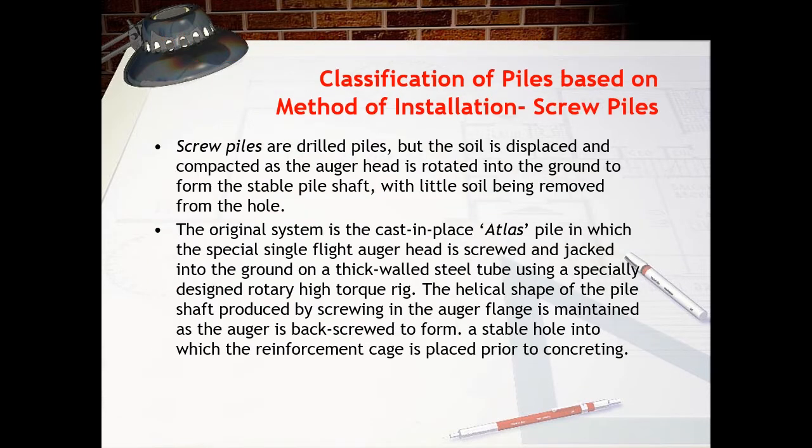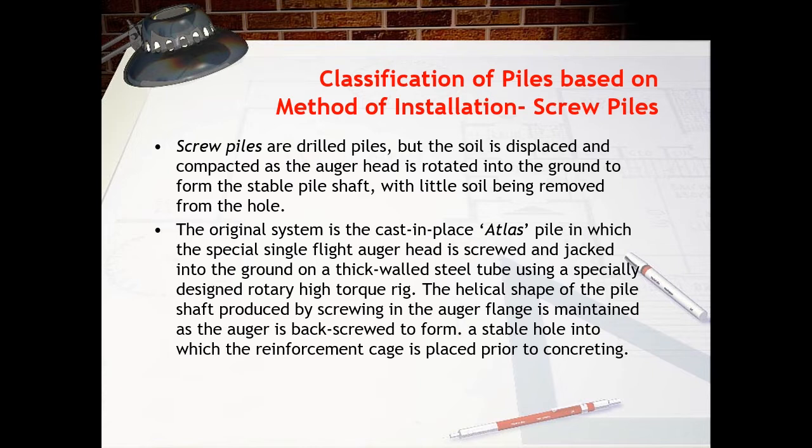Screw piles ni not only limited pada type of steel piles yang macam bentuk screw tu. Screw piles are drilled piles, but the soil is displaced and compacted as the auger head is rotated into the ground to form a stable pile shaft, with little soil being removed from the hole.